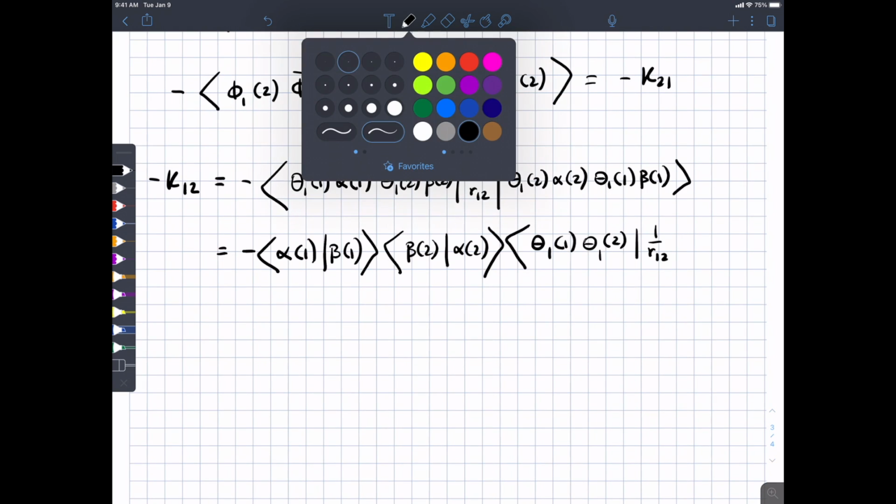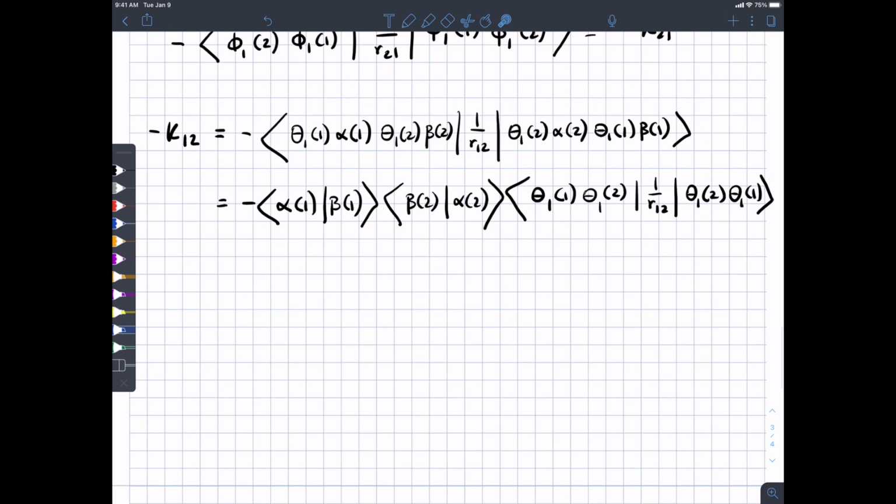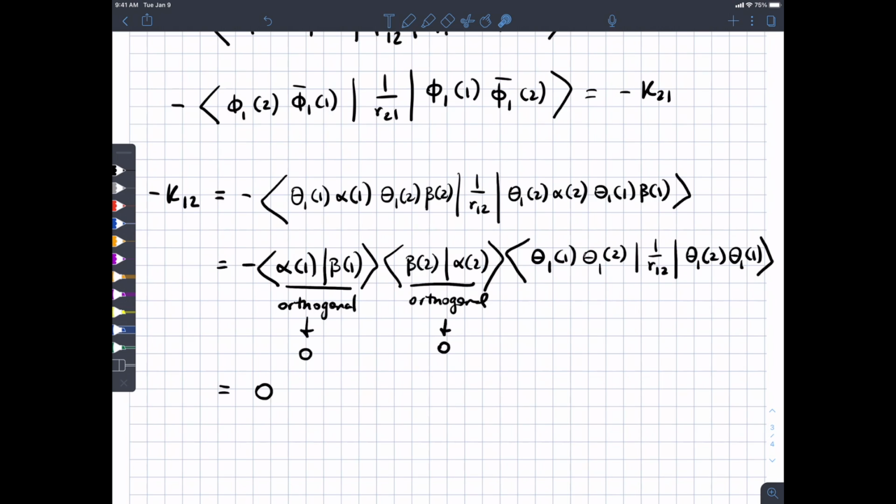And then on the other side of that operator, we have spatial wave function theta 1 with electron 2 in it times spatial wave function theta 1 with electron 1 in it. Now, alpha and beta spins, up and down spins, are orthogonal to each other, which means this term must equal 0. There's no overlap between alpha and beta spins, which means this k term goes to 0 whenever electrons 1 and 2 have different spins. Okay?